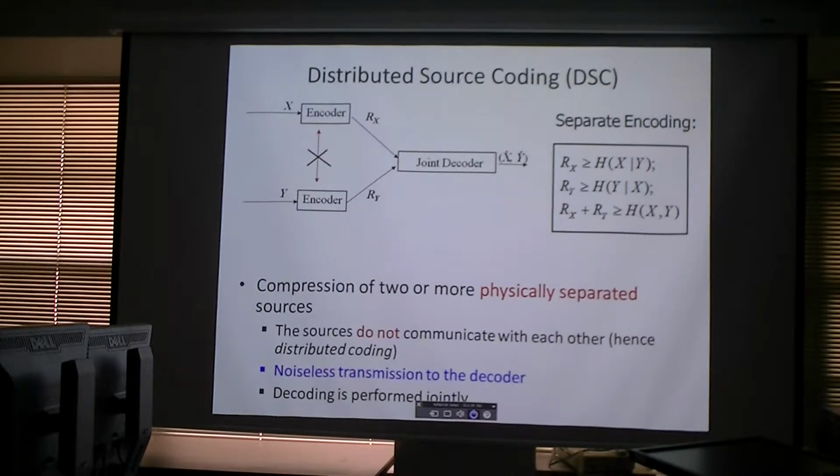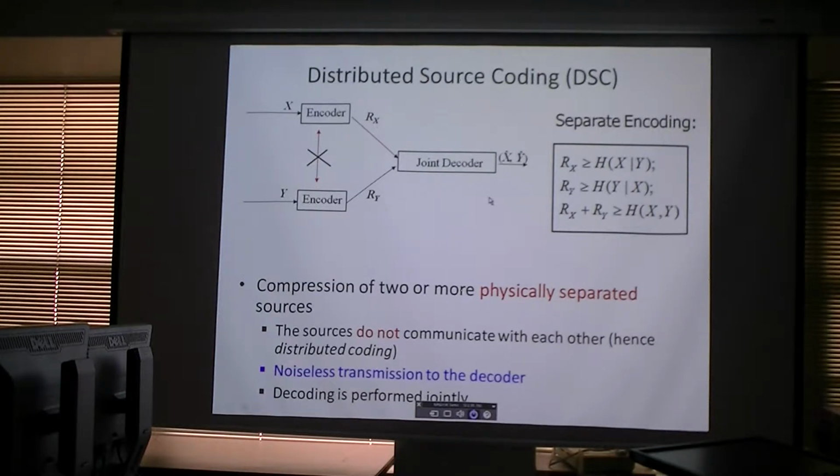And distributed video coding is actually based on distributed source coding. So here I quickly review what distributed source coding is. Distributed source coding is a compression technology to compress two or more physically separate sources. And by performing joint decoding of these sources, all the sources will be recovered.